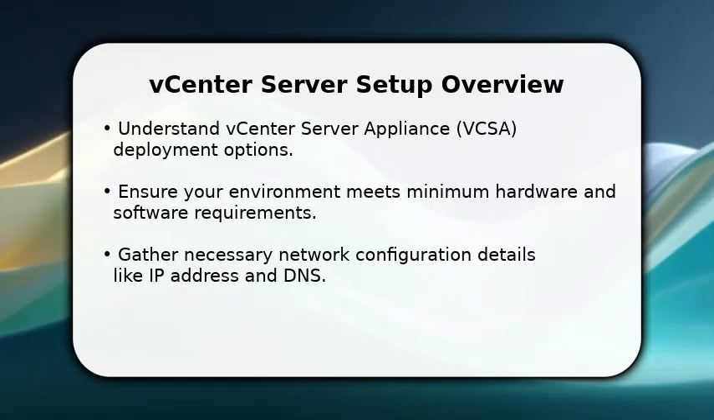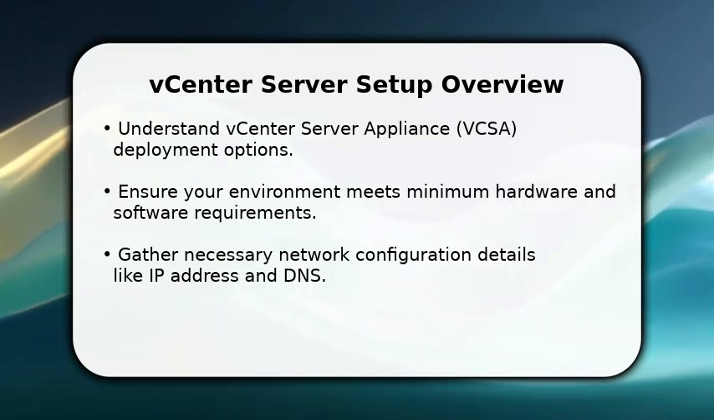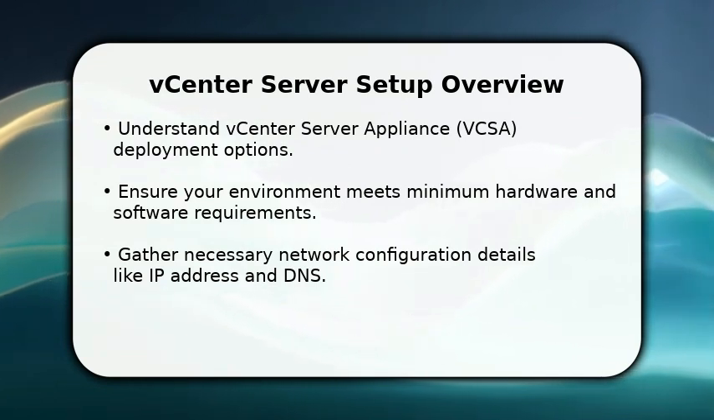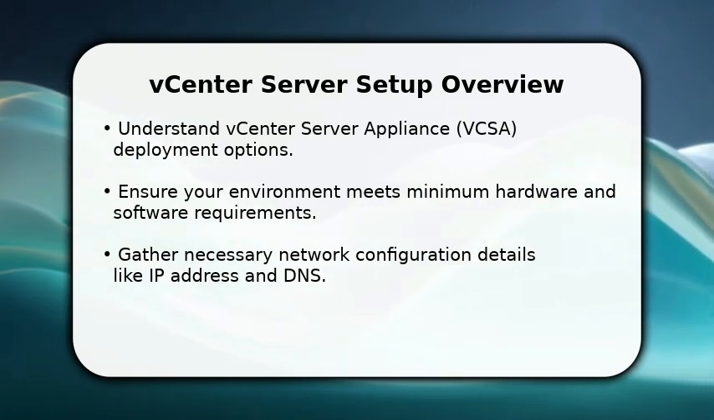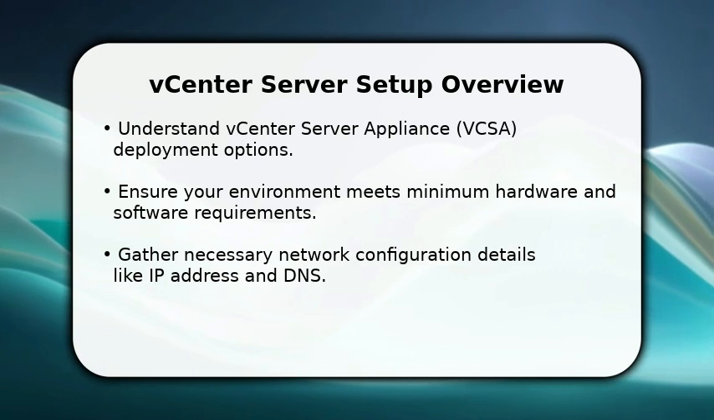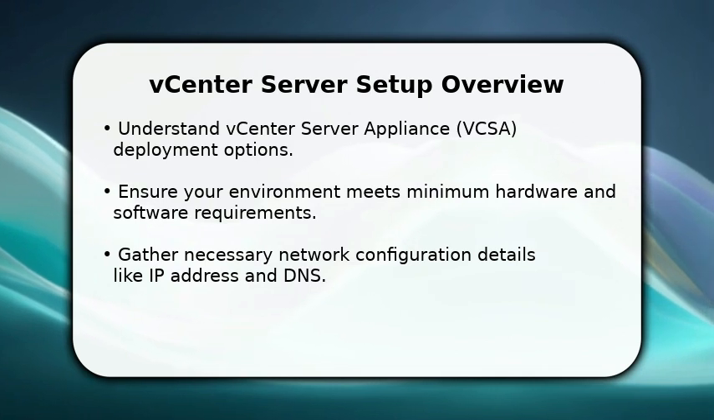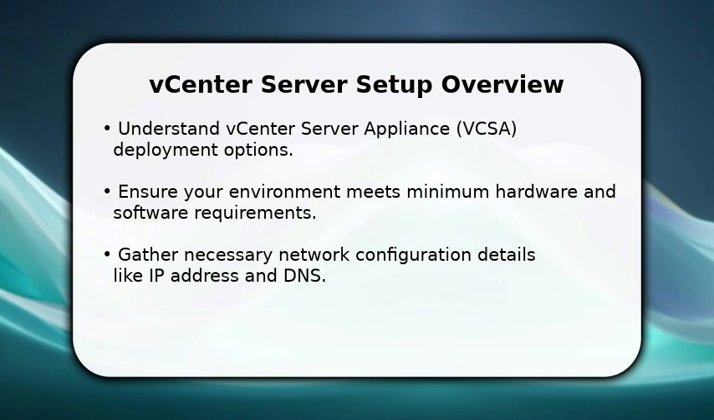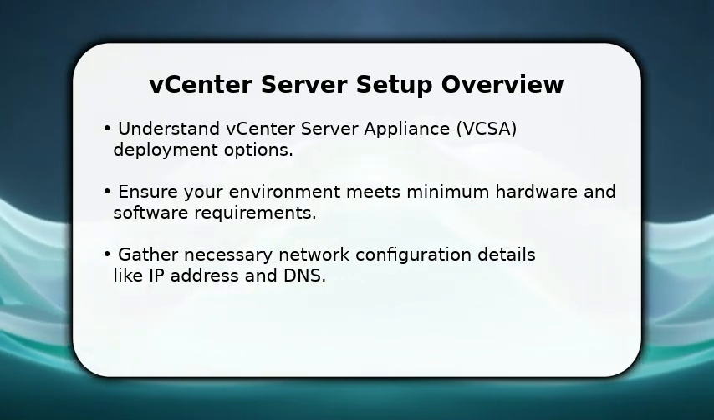In this video, I will explain how to set up vCenter Server. First, you need to understand the vCenter Server appliance deployment options. Ensure your environment meets the minimum hardware and software requirements, which typically include at least 2 CPU cores, 12 GB of RAM, and 300 GB of storage. Gather all necessary network configuration details, such as the IP address, subnet mask, and DNS server information, before you begin.